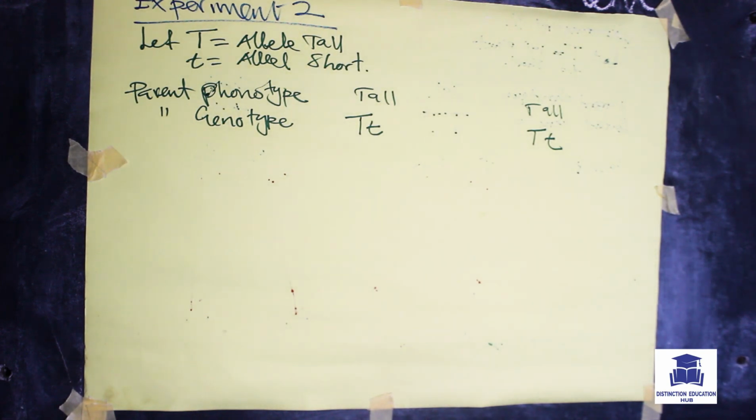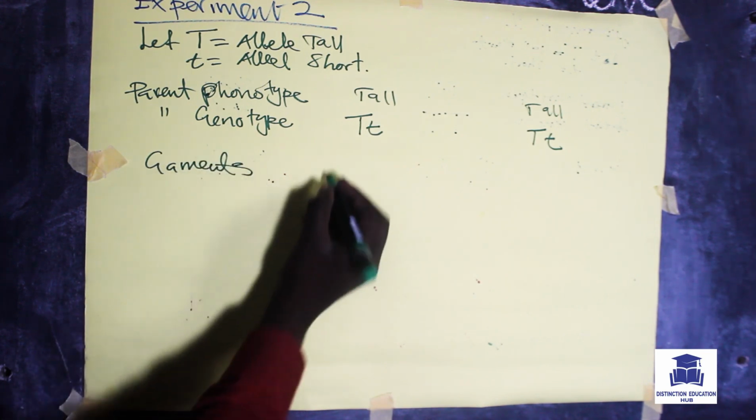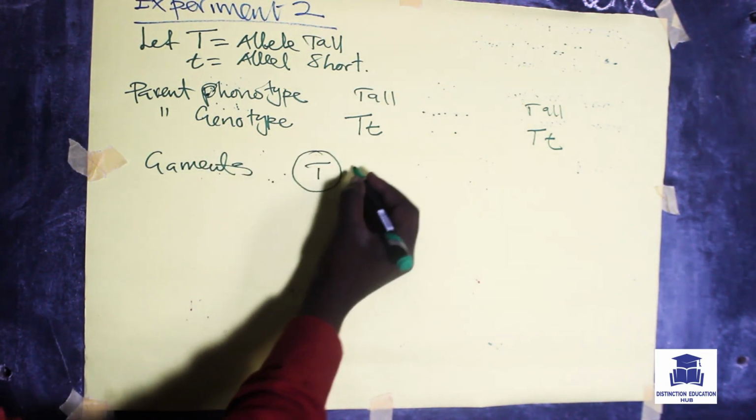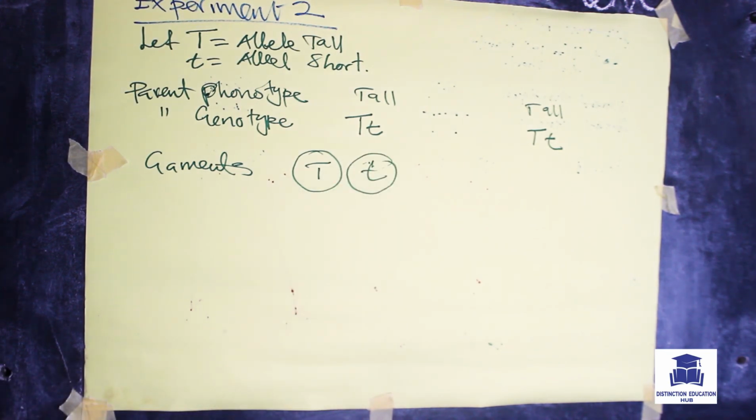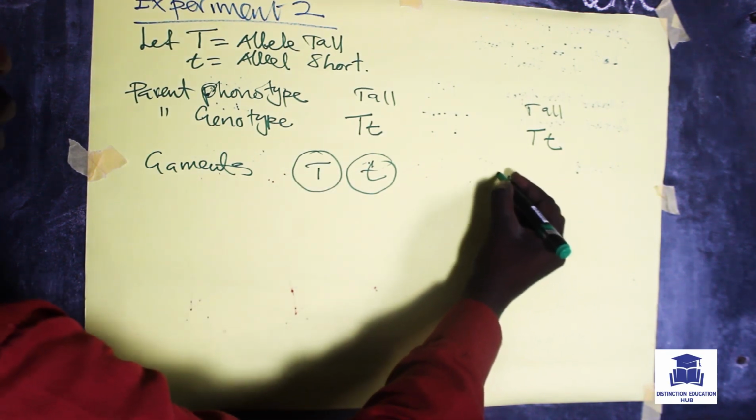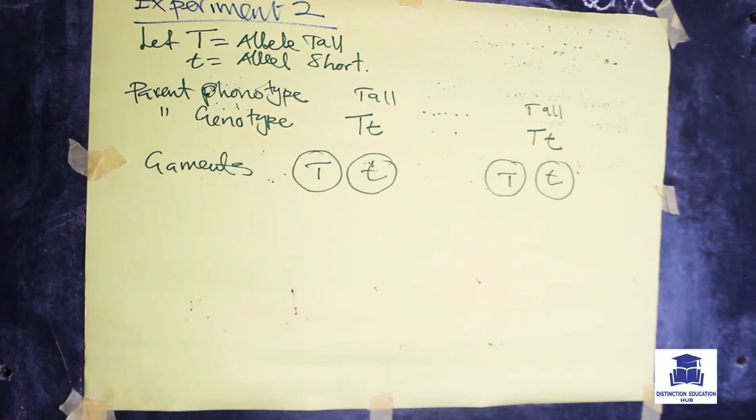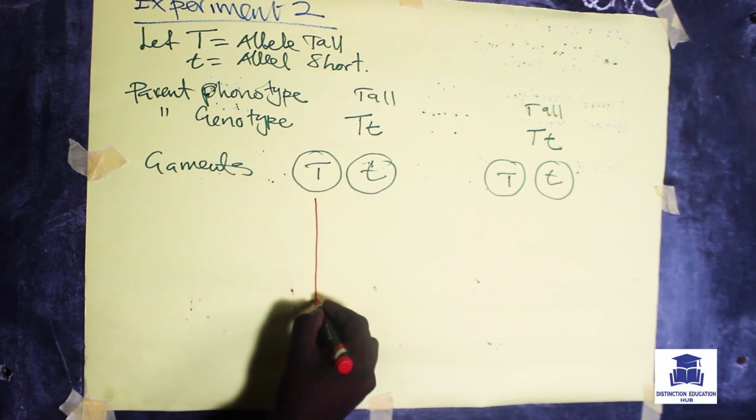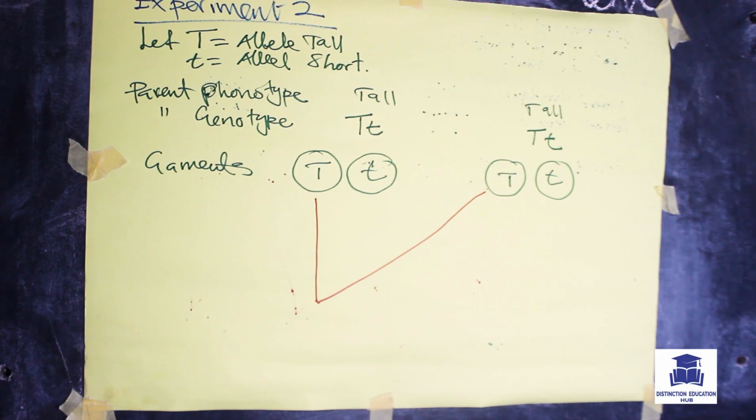Then let's have the gametes. What will be the gametes? So for the gametes, we're going to have tall, and we're going to have an allele for the short, but just remember that tall is dominant. And here again we'll have the same thing, and these are our gametes. Then let the experiment begin. So this will cross with this. What will be our offspring?